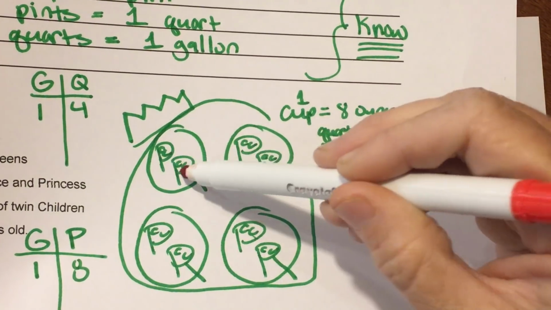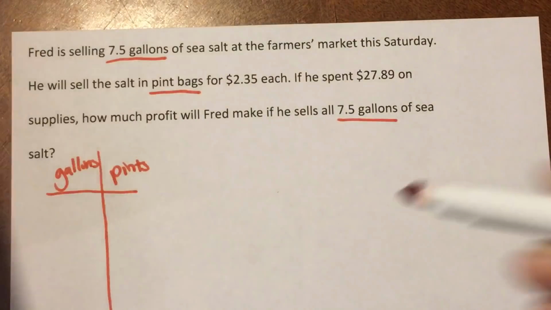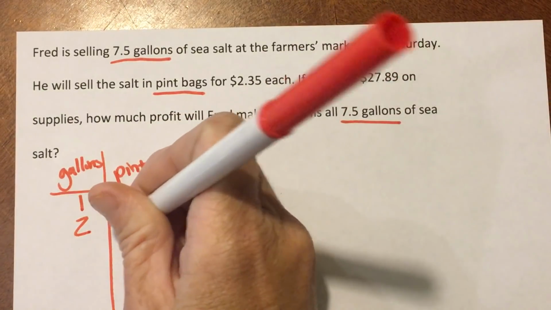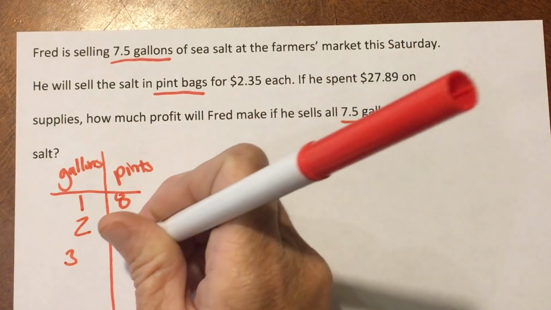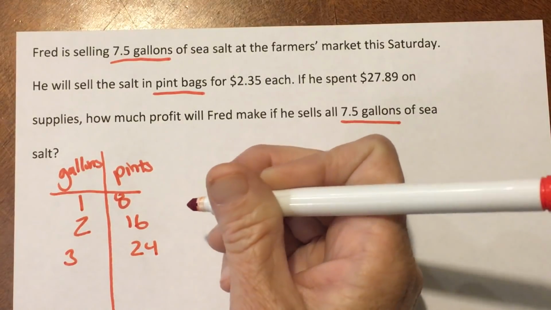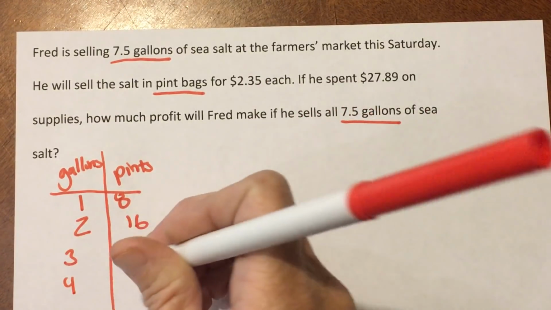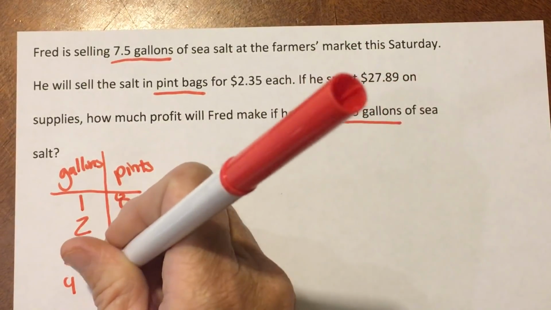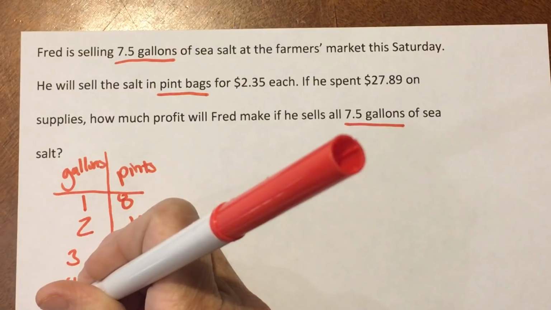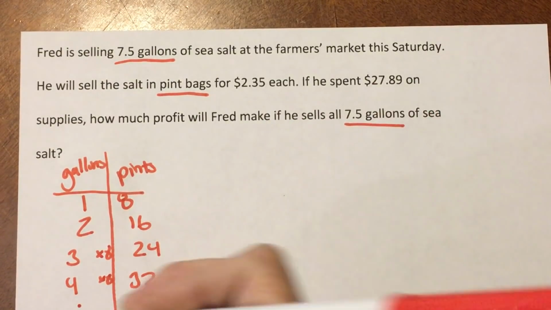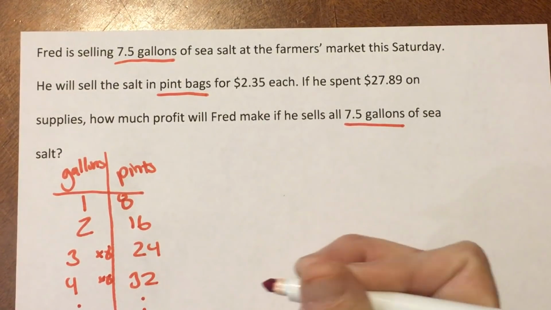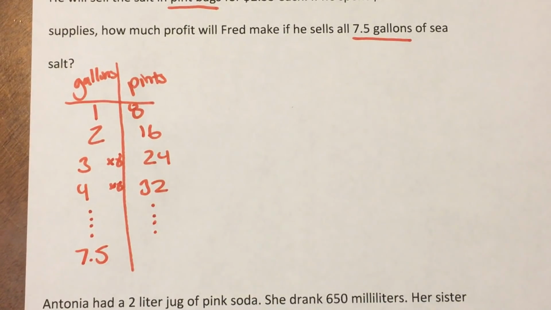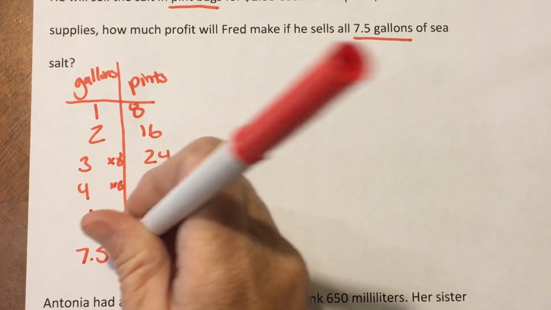Well, if I look at my picture, what do I know about gallons and pints? 1 gallon has 1, 2, 3, 4, 5, 6, 7, 8 pints in it. So 2 gallons has 16 pints. 3 gallons has 24 pints. 4 has, well, what's my pattern? My pattern is times 8, so 32. But I need to get all the way down to 7.5. So if I look at my pattern, it has been times 8.